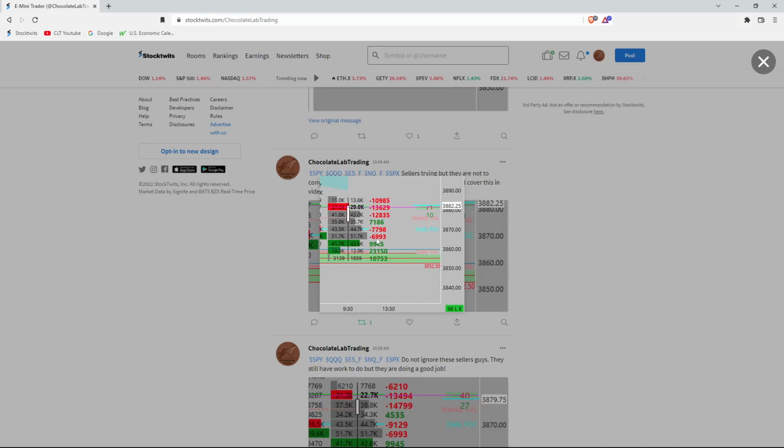So I actually just touched on this, but it's even more prominent here: no exhaustion at the highs. We have so many contracts transacted up top. The auction's not done to the top side.